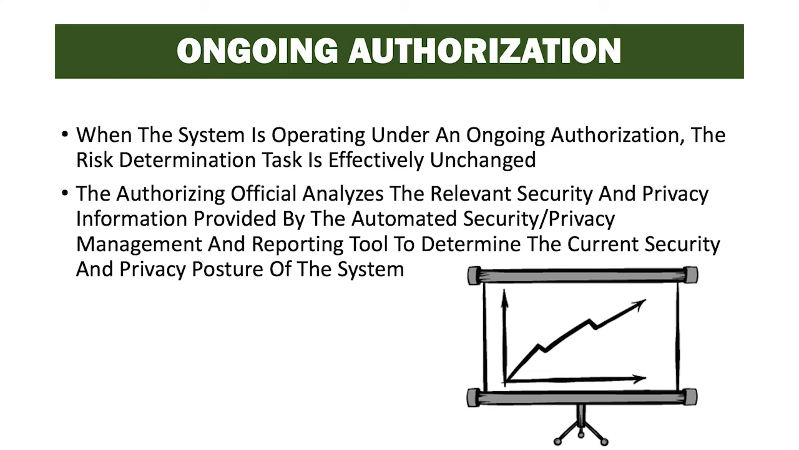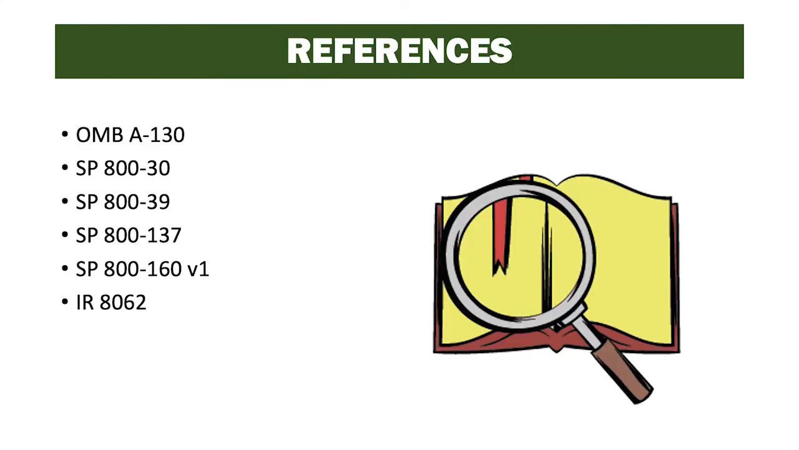So when we're doing ongoing authorization, the AO should be able to at any time review the automated system and see the current security and privacy status of the system to determine if it's still within risk tolerance for the organization and therefore continue its authorization. And if it's outside those tolerance levels, possibly remove that authorization to operate. References of this task include OMB A130, Special Publication 830, Special Publication 839, Special Publication 800-137, Special Publication 800-160, Volume 1, and IR 8062.